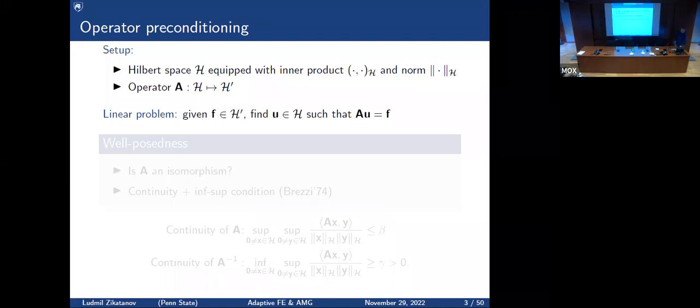So we have a Hilbert space H. It is, in general, infinite dimensional, and has an inner product as well as a norm. And there is an operator A that takes H and maps us to the dual. If you want to think about a particular example, take H to be H_0^1 and H prime to be H^{-1}, and A to be the negative Laplacian.